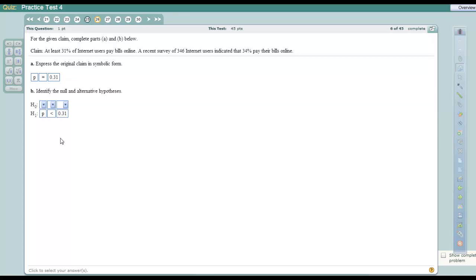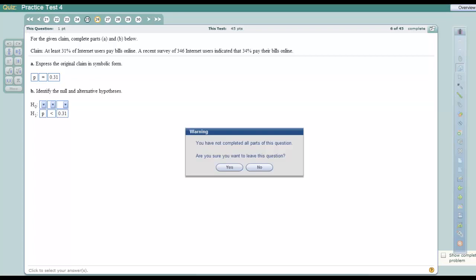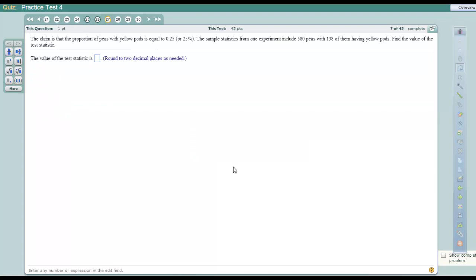All right. That's okay. I don't have to get a grade. Yes, I want to leave it. All right. Okay, test statistic. The claim is that the proportion of peas with yellow pods is equal to 0.25. The sample statistics from one experiment include 580 peas with 138 of them having yellow pods. Find the value of the test statistic.